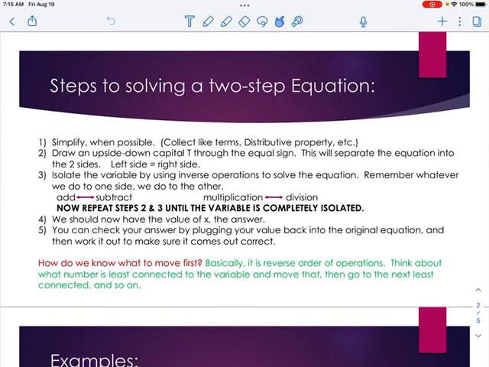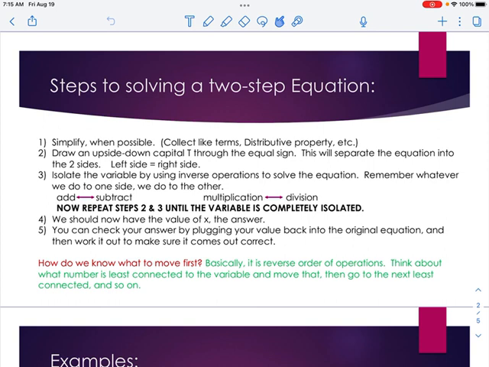Now, since this is a two-step, we're going to repeat steps 2 and 3 again until the variable is completely isolated. Once the variable is isolated, that should be your answer. So your answer will say x equals some number or some number equals x. Remember, x has to be completely isolated, completely by itself. Then, remember, you have the option to check your answer by plugging that value back into the original equation, working it out, and seeing if it comes out to be what it's supposed to be.